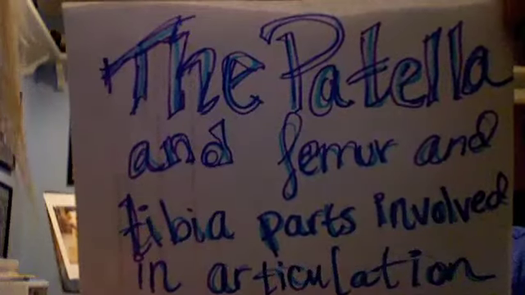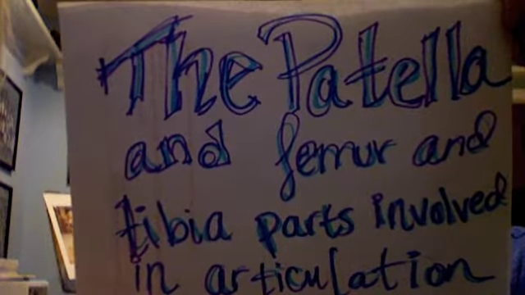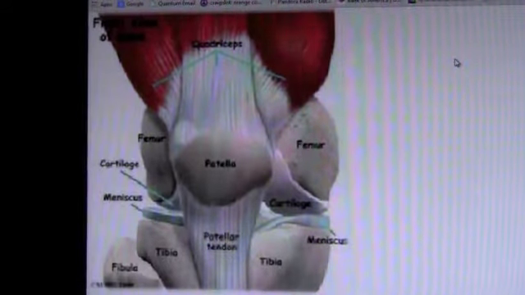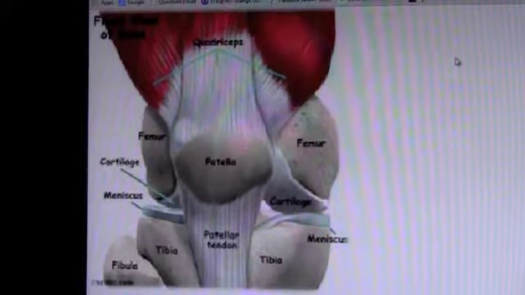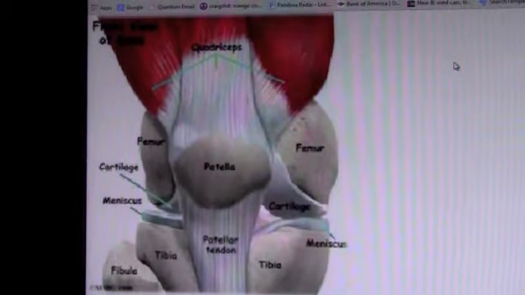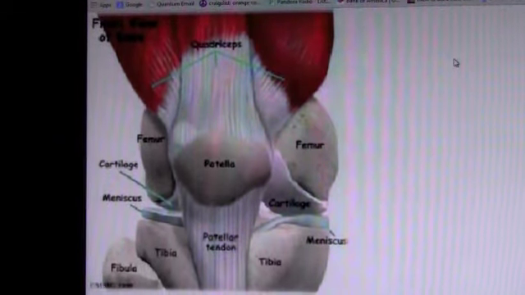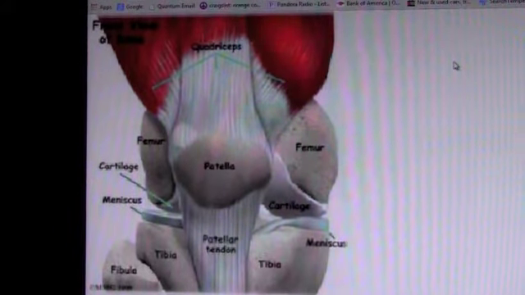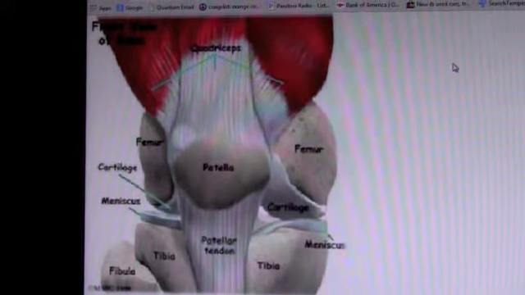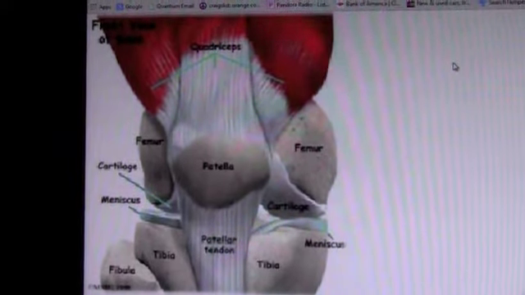The patella and femur and tibia parts involved in articulation. The word patella means little plate in Latin, but it is the largest of the sesamoid bones in the human body. It is located in the front of the knee joint, embedded in the back of the tendon of the femur. The patella is not directly connected with any other bone, but is held in place by muscle attachments.